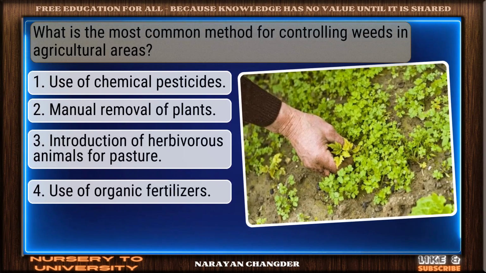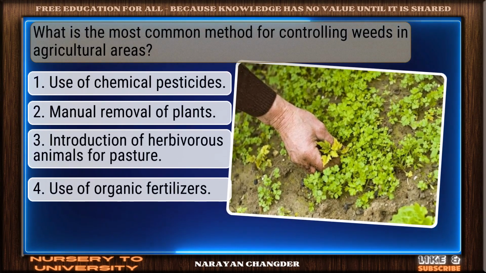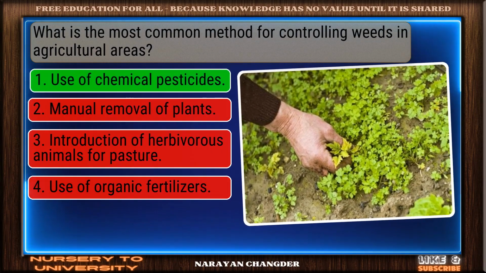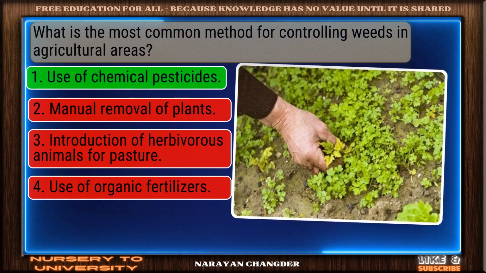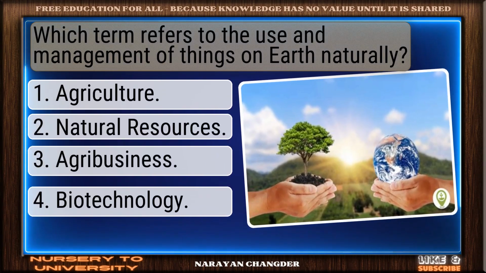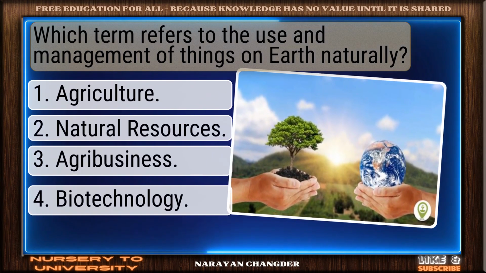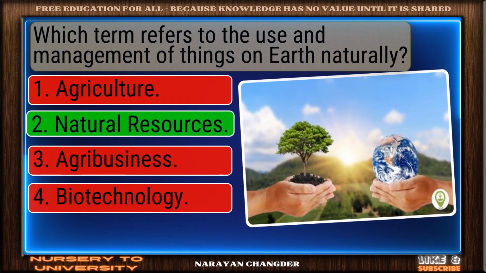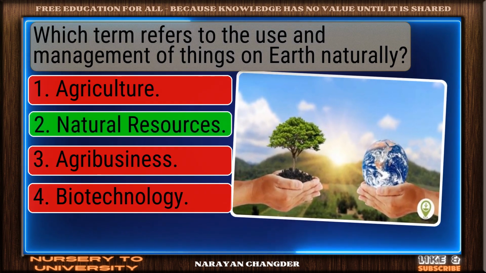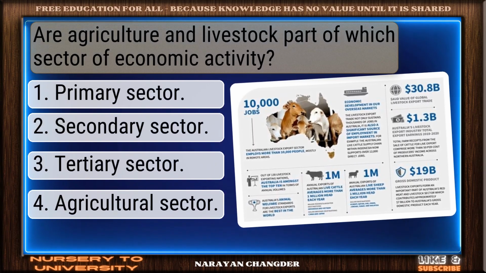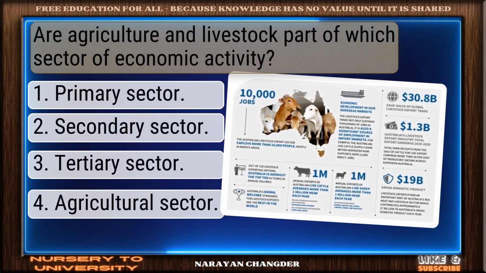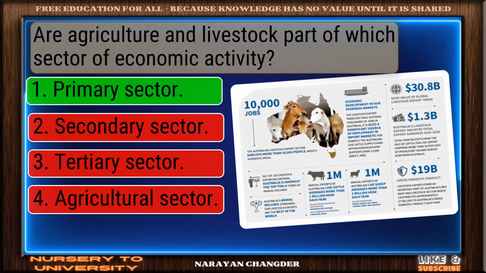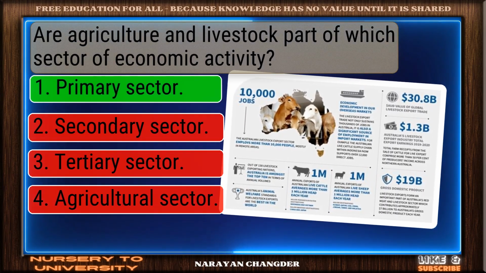What is the most common method for controlling weeds in agricultural areas? Bravo. Use of chemical pesticides is the answer. Which term refers to the use and management of things on Earth naturally? Correct. Natural resources is the right answer. Are agriculture and livestock part of which sector of economic activity? Great job. Primary sector is the accurate answer.